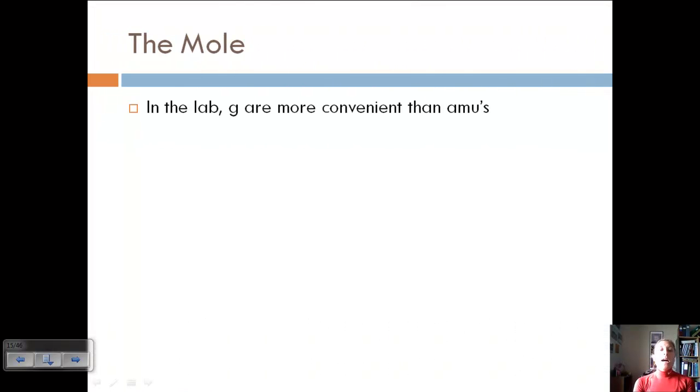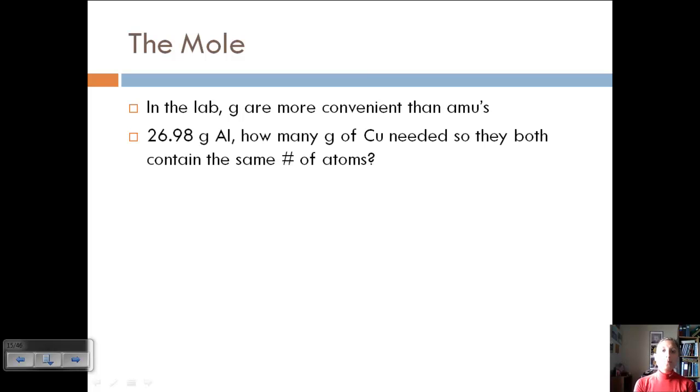Okay, so we've talked about using AMUs as a way to relate number of atoms to some sort of mass, and we called that atomic mass. But if we want to be practical in a lab setting, AMUs just aren't convenient. They're really small. No scale is going to measure that amount. We're not going to use that amount in a lab. And so we need a unit that's more convenient, and grams really work the best. So we need a way to take our atomic mass that's in AMU and relate it to grams.